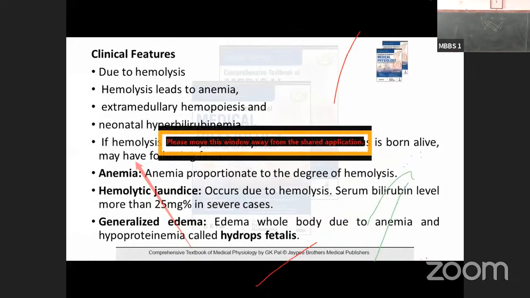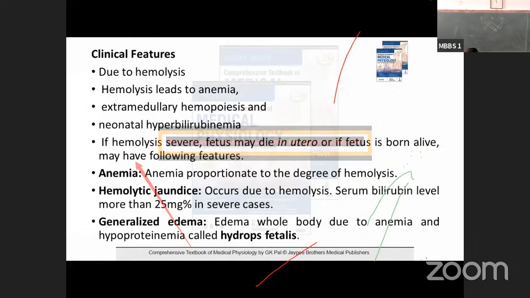Anemia is proportional to the degree of the hemolysis. More hemolysis, more anemia; less hemolysis, less anemia. And it causes hemolytic jaundice because there is a raised level of bilirubin, more than 25 milligram percent. And because of this anemia, there is a development of edema, which is called hydrops fetalis.